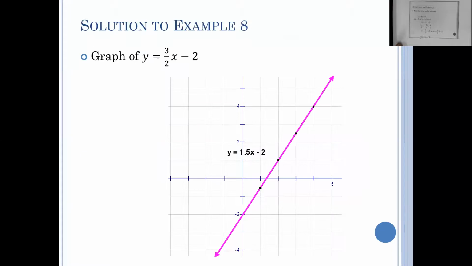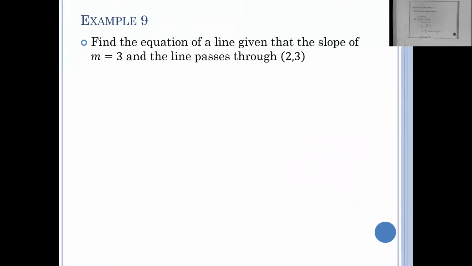And I'm going to leave 8 as an exercise. So now we're going to go backwards. So looking at number 9, we're going to kind of reverse this process. So in 7, we were given the equation, and from the equation, we found slope and intercept. So it's kind of backwards now. We're going to go from slope and intercept back to the equation. So we're just basically reversing the process we just did.